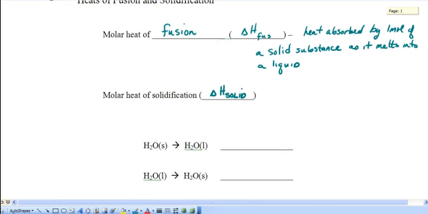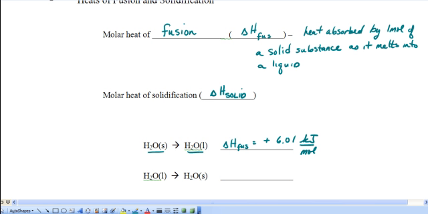Here's what we mean. As you go from, say, water as ice or H2O as ice to the liquid form, this process is endothermic. You have to absorb energy, or the ice has to absorb energy to melt, and the delta H of fusion would be a positive 6.01 kilojoules per mole. That is, for every 1 mole of ice, it has to absorb 6.01 kilojoules to melt it.